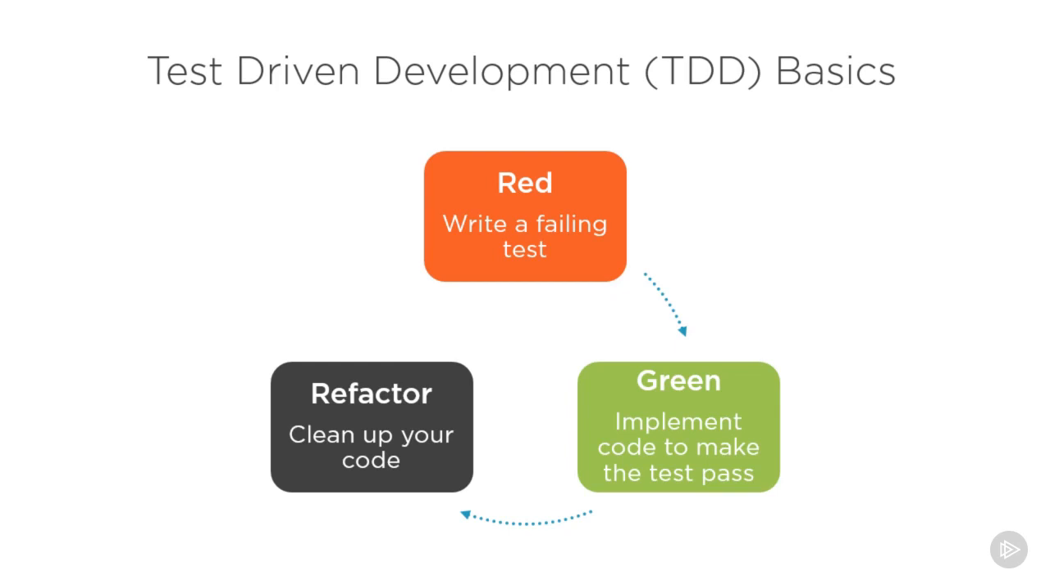When you are done with the refactoring, you write another test, and then you are again in this cycle. So in test-driven development, you always follow this pattern: red, green, refactor.